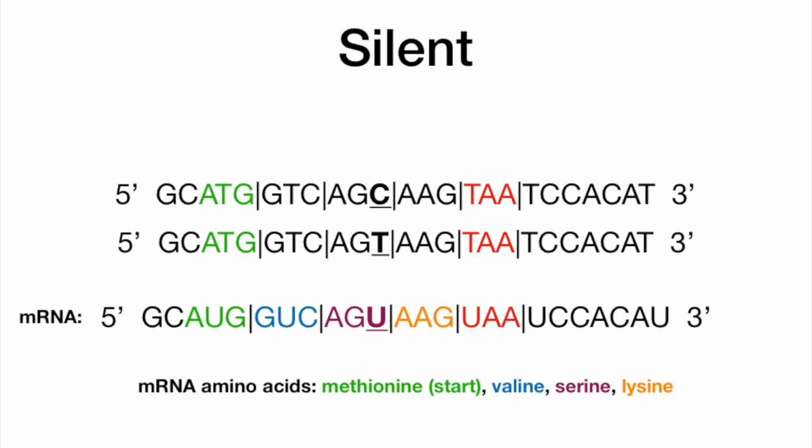A silent mutation is a change in a codon that ends up coding for the same amino acid. In the third codon, C changes to T, which is a transition mutation because it changes from a pyrimidine to a pyrimidine. This is AGU in mRNA, which codes for serine, and so did the AGC. This mutation causes no function change, which is why it is called a silent mutation.